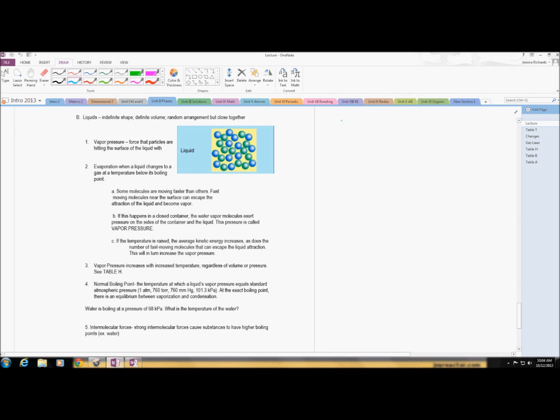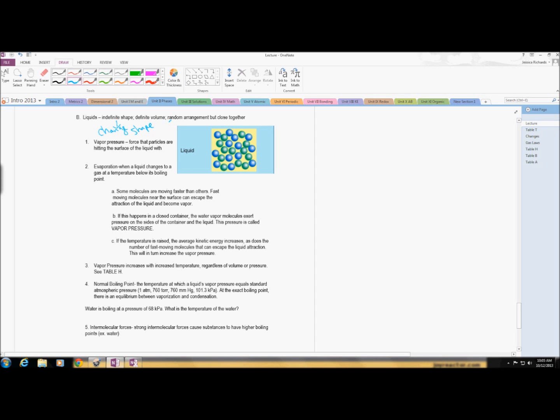Liquids and solids. We should be able to do this quicker than we do gases because liquids and solids don't change as much. The particles are already close together in both of those types of materials. So in liquids, we say they have an indefinite shape. That means they change their shape. They're going to take the shape of their container, but they have a definite volume, so their volume stays the same. It doesn't matter which container you move it to, it's going to be the same volume, same number of milliliters.